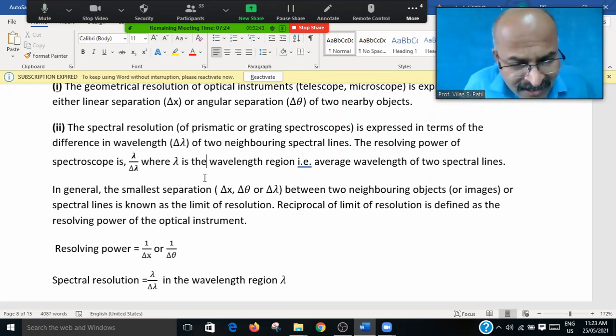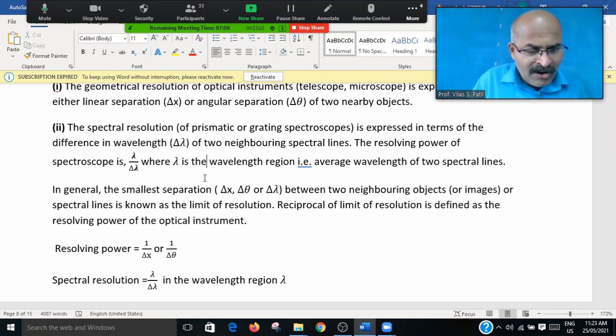In general, the smallest separation may be delta x, delta theta, or delta lambda, that is, a change in length, a change in angle, or a change in wavelength between the neighboring objects or images.